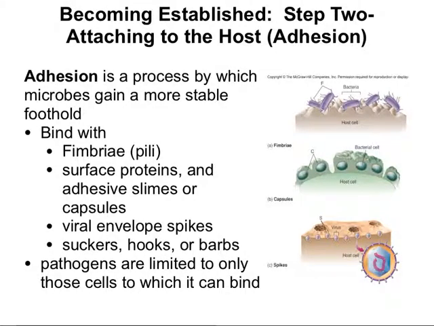So once a microbe has found a portal of entry, its job now is to figure out a way to attach to the host, or how to accomplish adhesion. This is a process by which microbes can gain a more stable foothold and perhaps propagate to a point that they cause an infection. They use a number of different mechanisms to bind to the host cells.